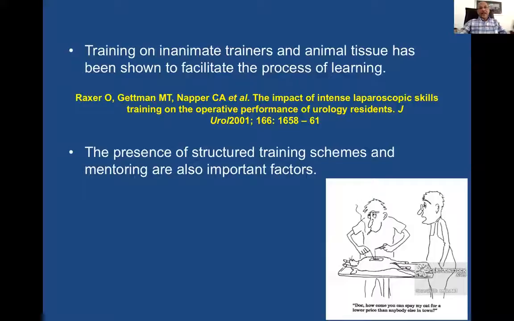So training on inanimate trainers and animal tissue has been shown to facilitate the process of learning. And now we do this routinely. In fact, with our World Spinal Column Society, we perform about 8 to 10 workshops involving animals as well as inanimate trainers during the time. And all this simulation has come into play during this time as well. The presence of structured training schemes and mentoring are very important factors, and they should not be forgotten.